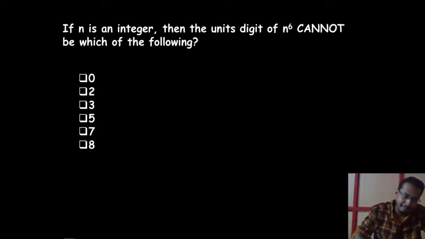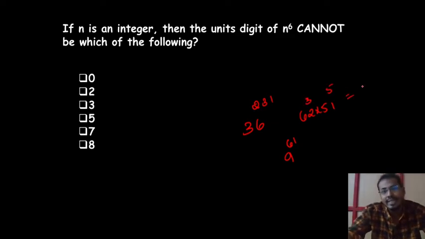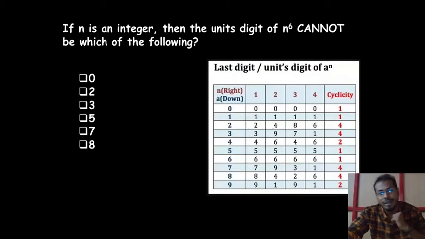Sometimes a question will be like this: 36 power 231, what is the unit digit? 9 power 61, what is the unit digit? Or 62 power 3 times 51 power 5, what is the unit digit? In this case we need to know the tabular chart to get the answer. This is the tabular chart for finding unit digits in power values.